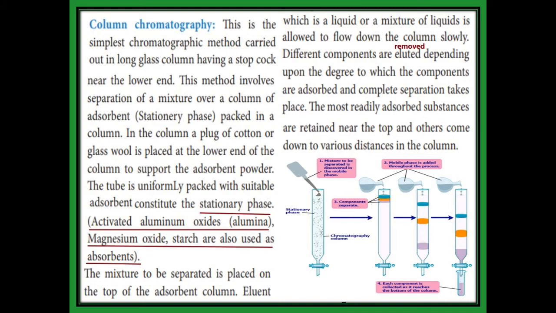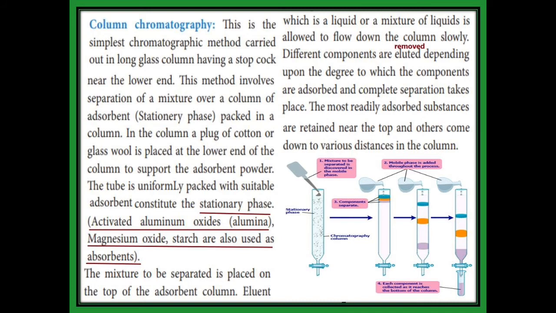Before packing the adsorbent powder, cotton or glass wool is placed at the lower end of the column to give support to the adsorbent powder. After uniform packing with the adsorbent powder, now see the second diagram. In that diagram, the mixture containing three components, that is a green color component, orange color and purple color component, is placed above the stationary phase. Afterward we are going to add some solvent.